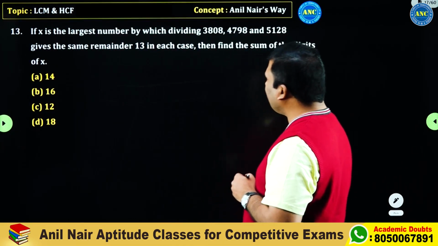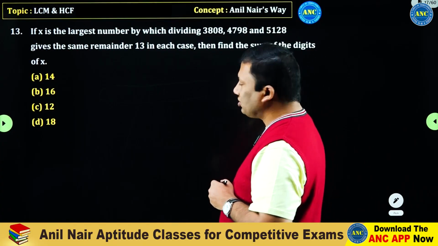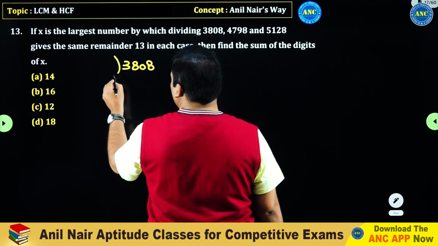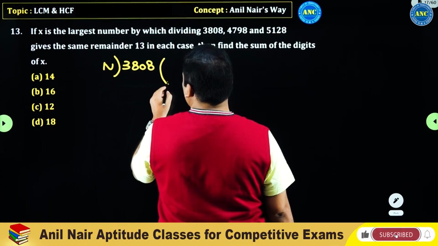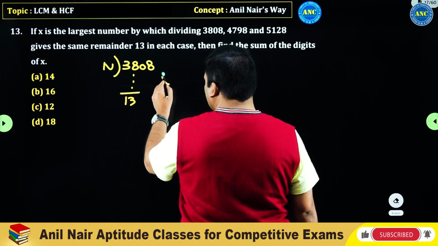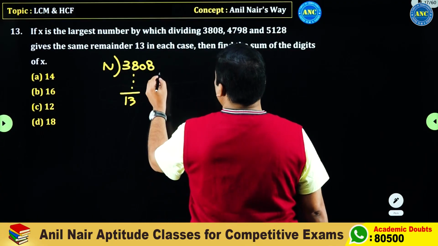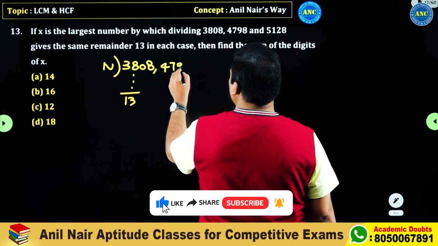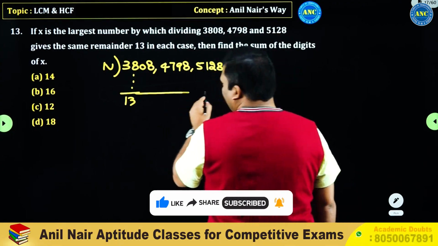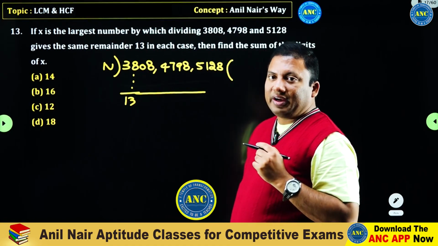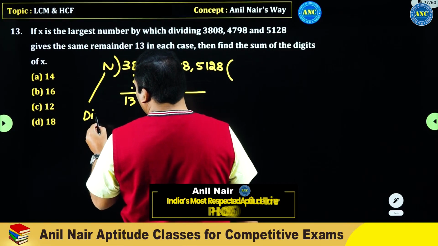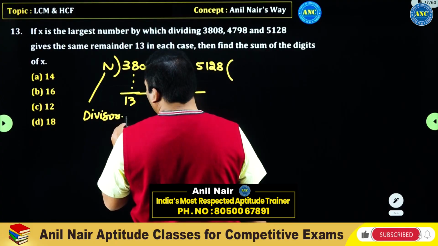X is the largest number by which I am dividing 3808. I am dividing 3808 by a number n, and it gives a remainder 13. Not only this number, I am dividing 4798, remainder is 13. I am dividing 5128, remainder is 13. That means which one do we need to find out? The divisor needs to be found out.